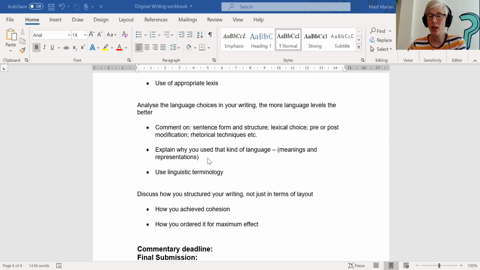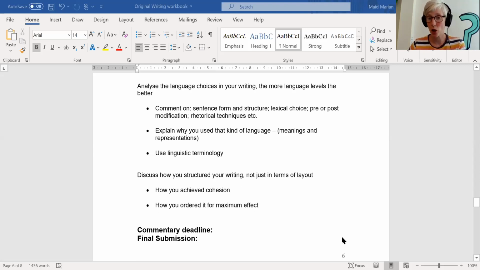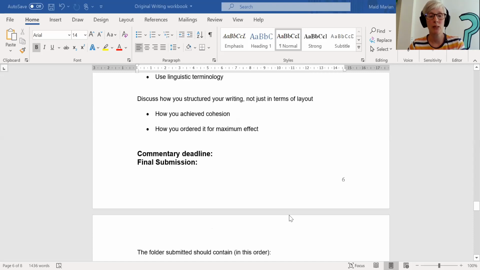Here you can once again say the style model did this, so I did it too, or the style model didn't do this, but I chose to do this. And then also think about talking about the structure, how you structured it, not just in terms of I used a headline or whatever, but where you chose to start, how you chose to take your reader through, and how you chose to end it. So that's what I'm asking you to include in the first draft of your commentary. You want to put in examples and quotes from both the style model and your actual piece, please.